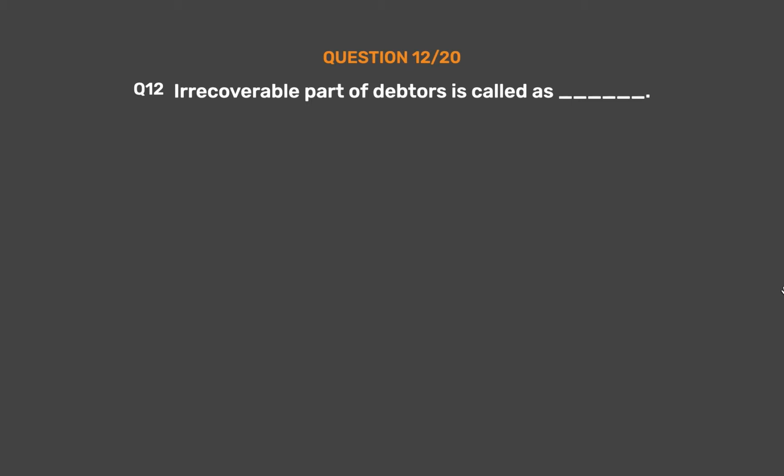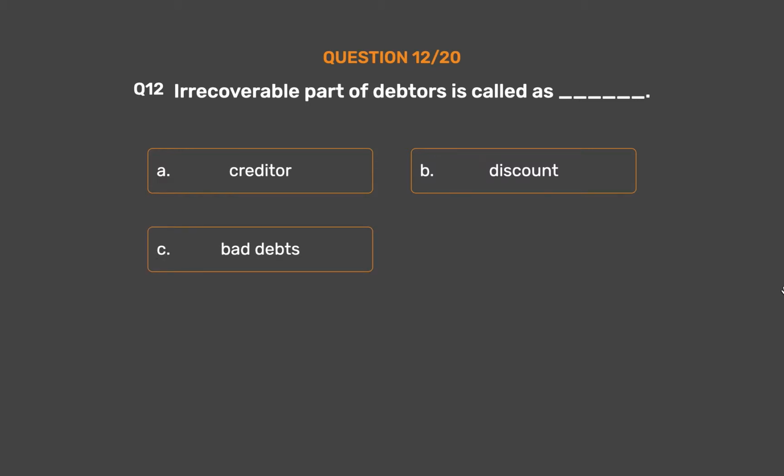Question number 12. Irrecoverable part of debtors is called as underscore. Option A, Creditor. Option B, Discount. Option C, Bad debts. Option D, Earnings.